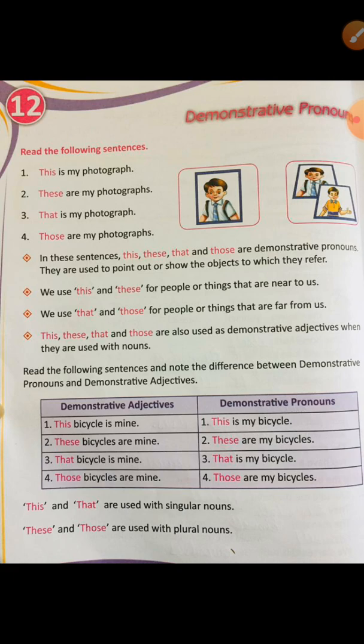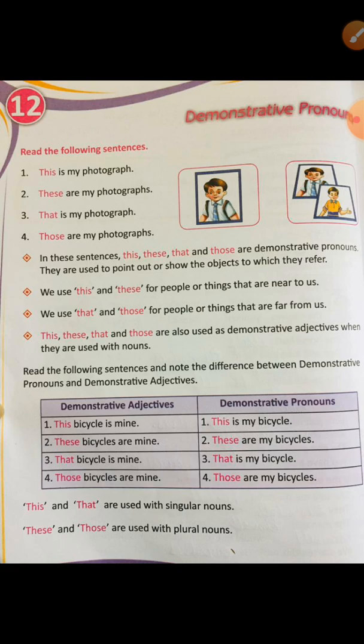We have just one box here, and just above it one line is written: read the following sentences and note the difference between demonstrative pronouns and demonstrative adjectives. Demonstrative adjectives means when we directly put the subject after the demonstrative word, that is called demonstrative adjective, meaning the word is indicating that noun. And demonstrative pronoun means first we put the demonstrative, then the subject, and the demonstrative pronoun comes at the end.